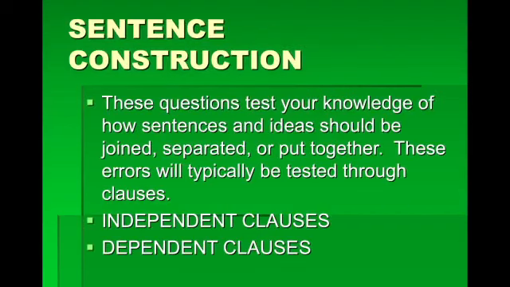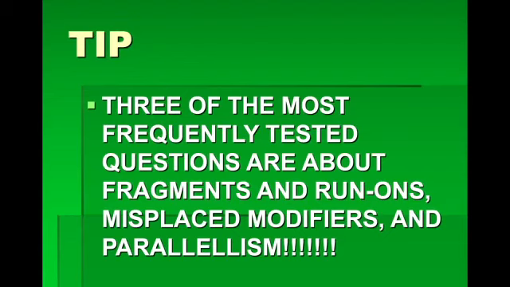So let's start off by talking about the sentence construction questions. These questions test your knowledge of how sentences and ideas should be joined, separated, or put together. Now, these errors will typically be tested through their clauses. And remember, there are 2 types of clauses: dependent and independent clauses. So 3 of the most frequently tested questions are going to be about fragments and run-ons, misplaced modifiers, and parallelism within the sentence structures. If we can learn about these 3 types of sentence structures, you're going to ace the sentence questions on the English test.